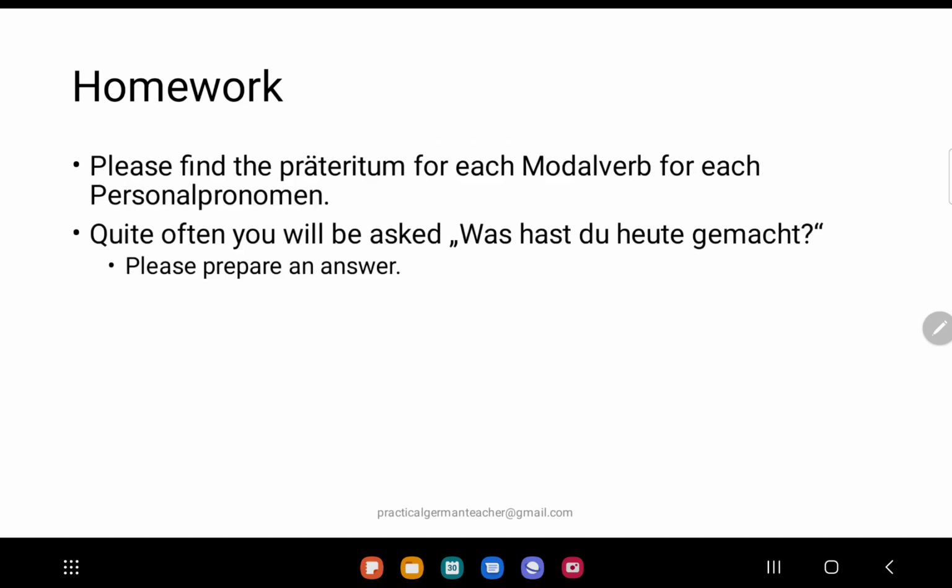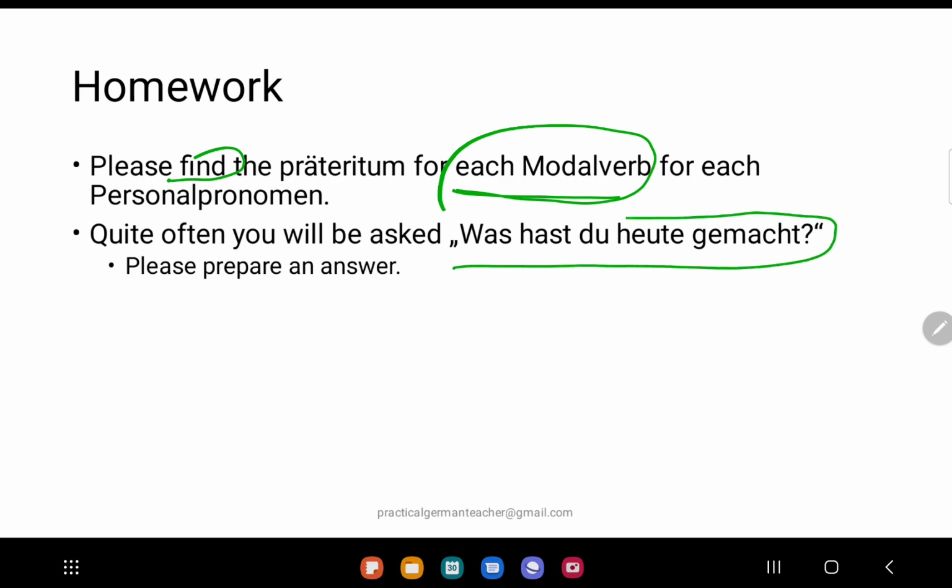See if you can find it. I just gave it to you. Just remember the Modalverben. Quite often people will ask you, was hast du heute gemacht? Maybe it can be your boss, it can be your friend, or whenever. It need not be heute.